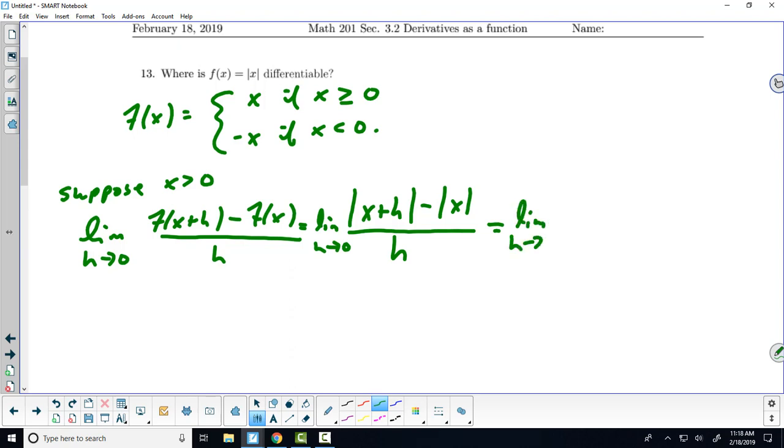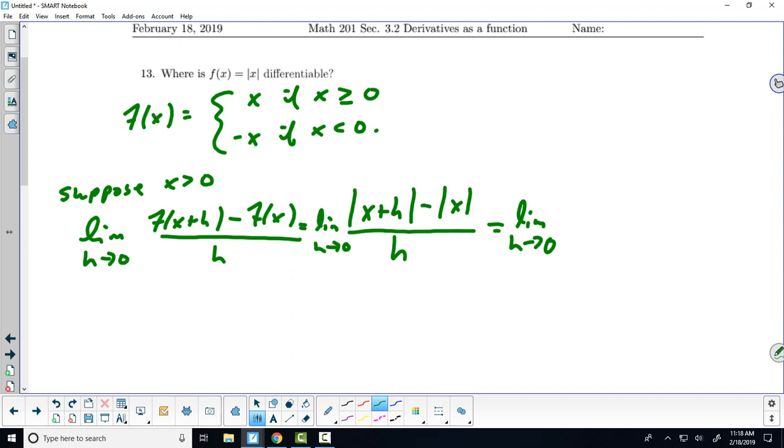Now, h is approaching 0, right? So eventually it'll be a small quantity. What do we know about x? We're making the assumption that x is positive. Exactly. That's right. Greater than 0. Greater than 0 plus a very small quantity will stay what? Greater than 0. Okay. Folks, this is very important.